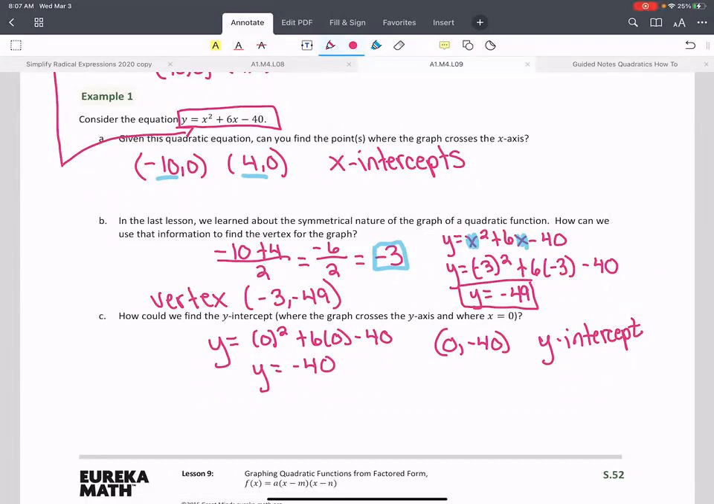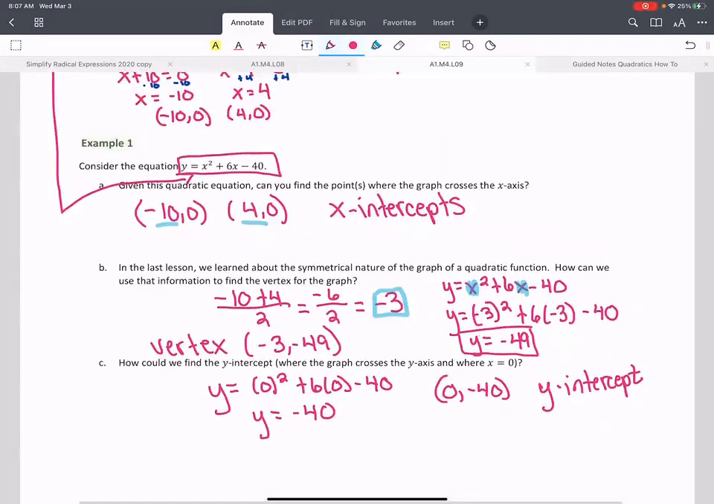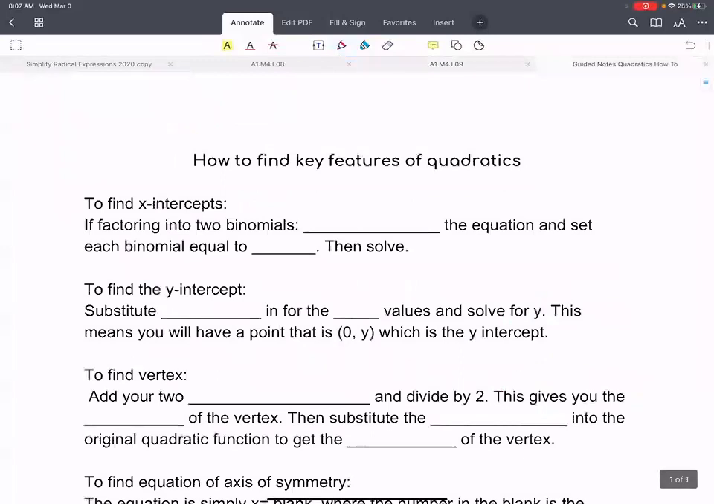All right. So to recap, we found our x-intercepts, we found our vertex, we found our y-intercepts. Okay, we did a lot there. So why don't we go to the sheet I made for you, and let's fill in how we did that to make it a little easier for you guys next time, so you have something to look at.